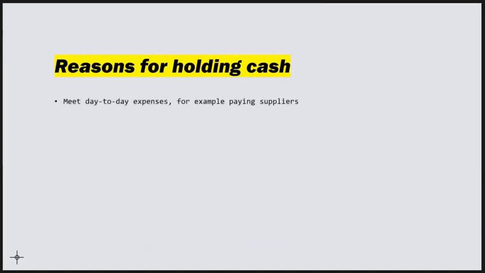So, a business is going to need cash in their account in order to be able to cover day-to-day expenses. For example, they're going to have to pay their suppliers. Not all suppliers are going to give credit, and therefore it may be that the business has to pay cash up front.